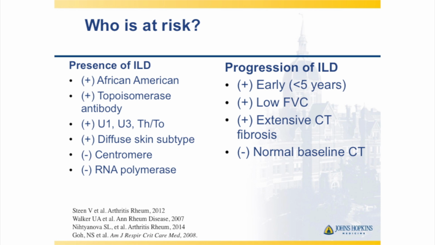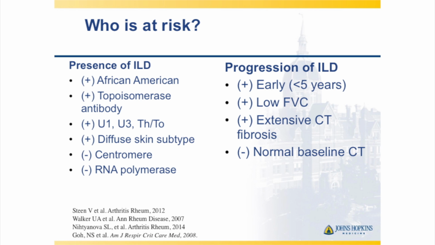So this is what we know from a clinical standpoint about who might be at risk. I had mentioned earlier that people who make the SCL70 or topoisomerase antibodies seem to be at particularly high risk for this, as some of the other less common antibodies also seem to be. Patients who have diffuse skin disease seem to be at slightly more risk than people with limited skin disease. And what your lung function and CT scan look like at baseline does tell us something about the risk of progressing.